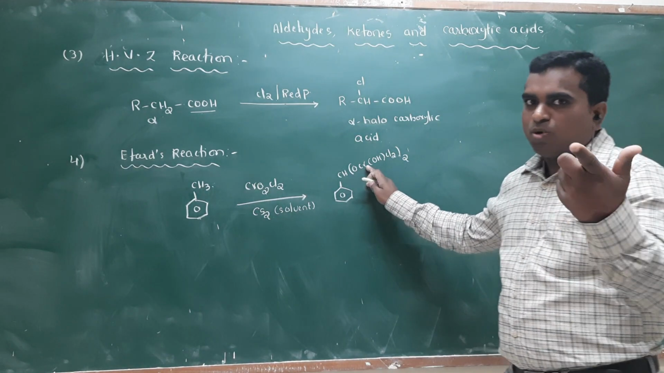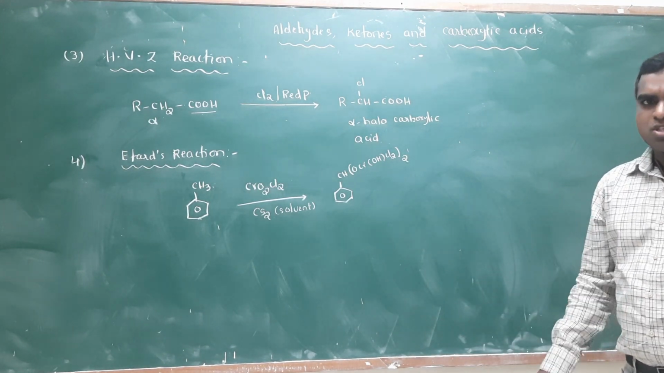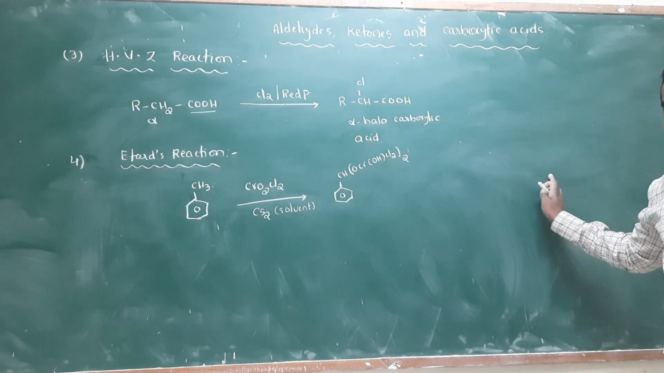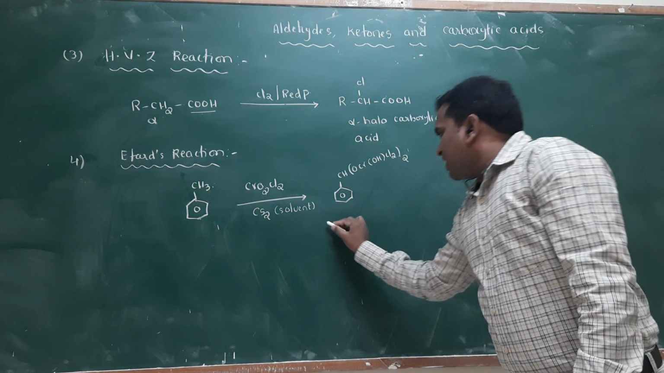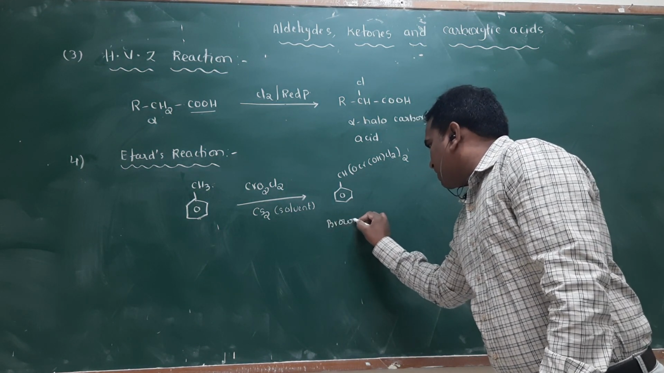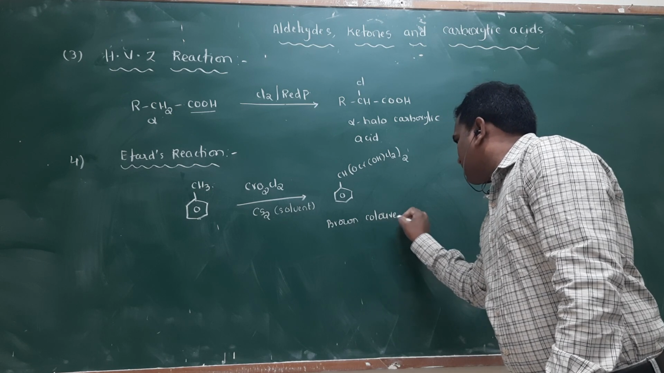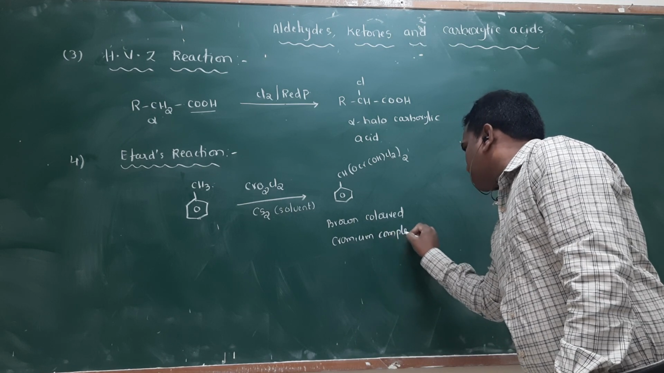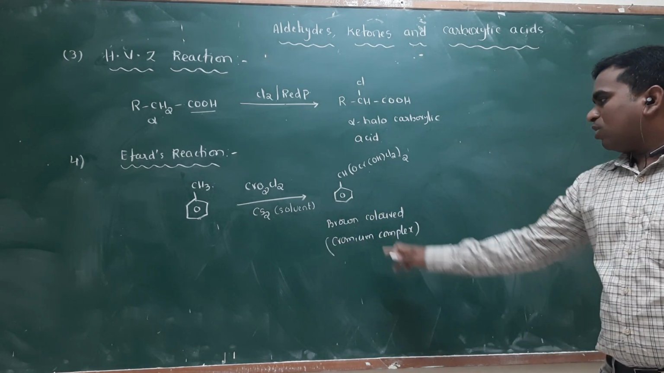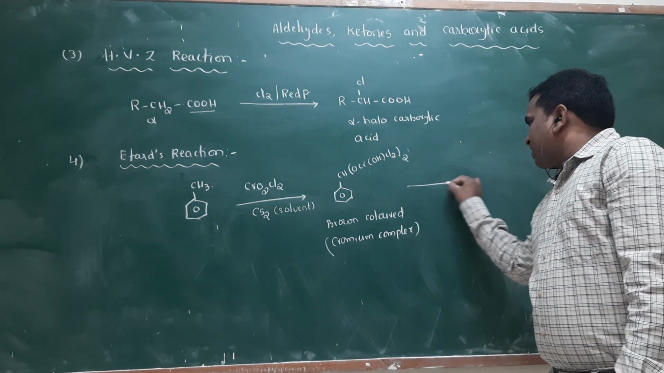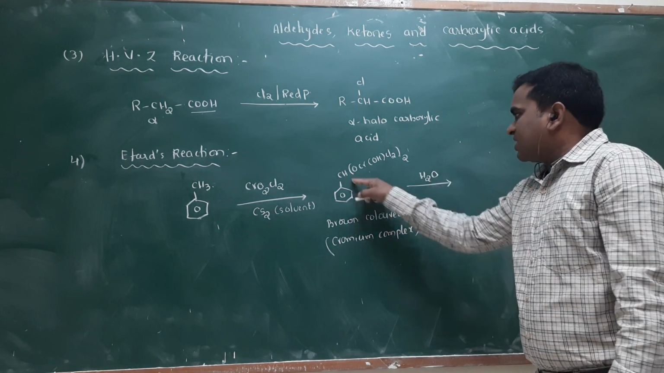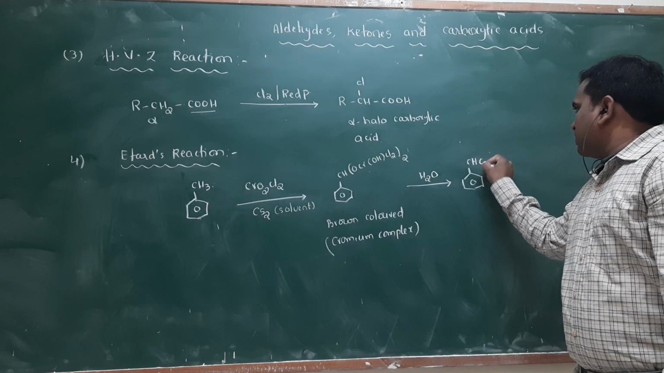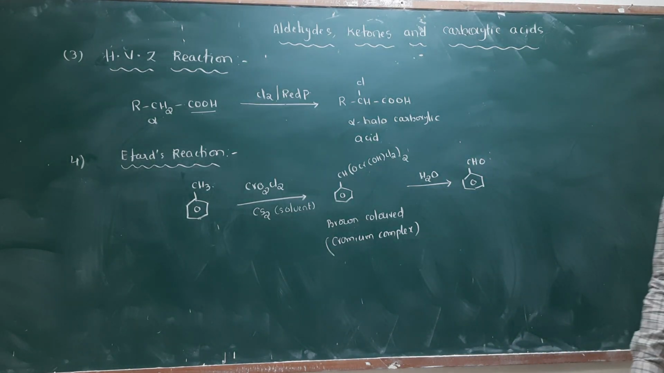Clear? And I said the mechanism also in the class. Clear? But here mechanism is not required. Just you have to write what is the reactant and what is the intermediate and what is the final product. Clear? And now this we will call the brown color chromium complex. Or simply you can write chromium complex, which is brown color. Okay. And finally you have to do hydrolysis. Then this complex is converted to which one? Aldehyde, CHO. Okay. And this reaction will be called the Etard reaction.